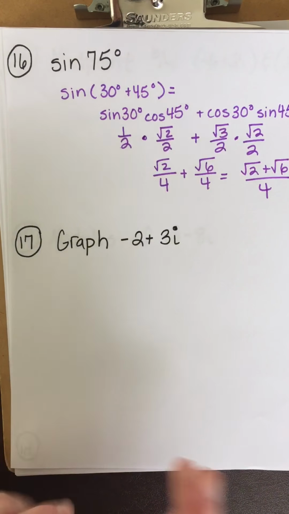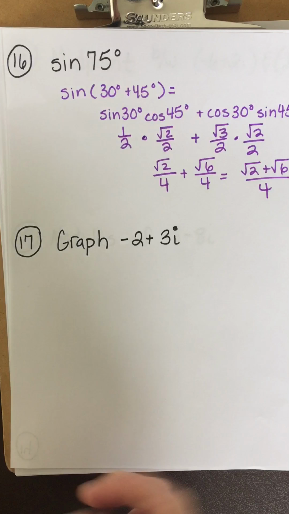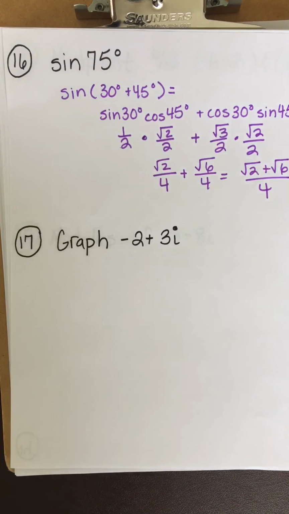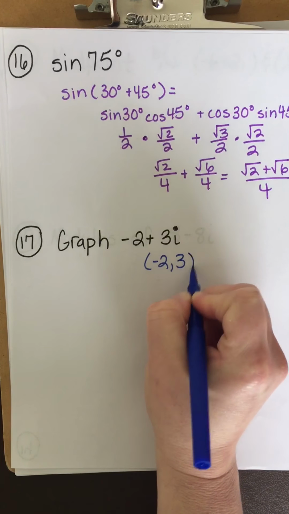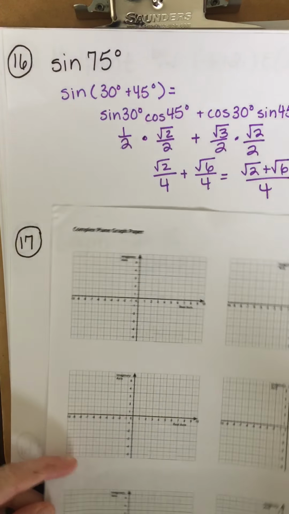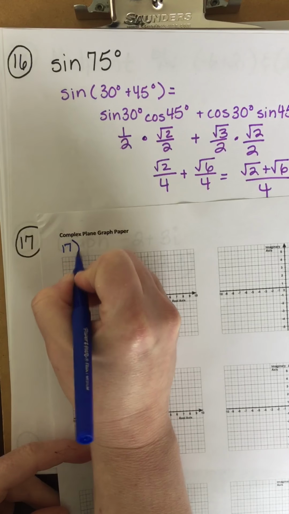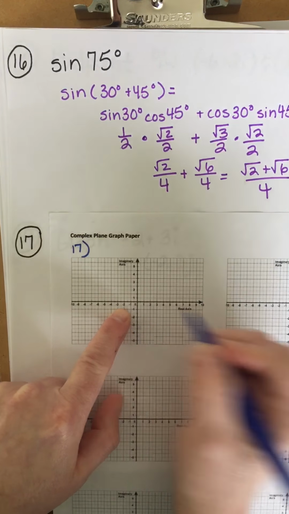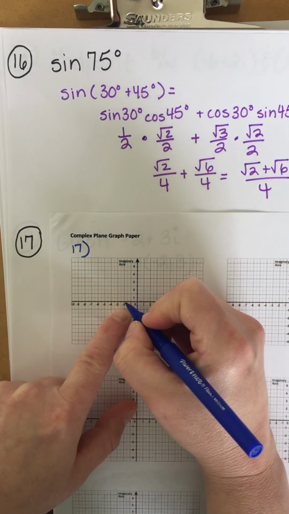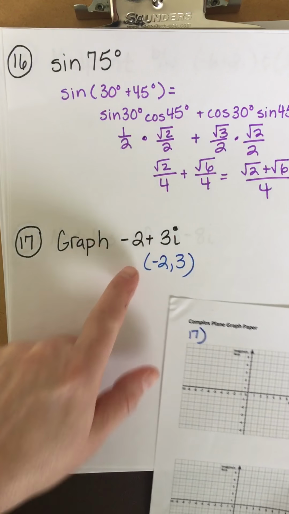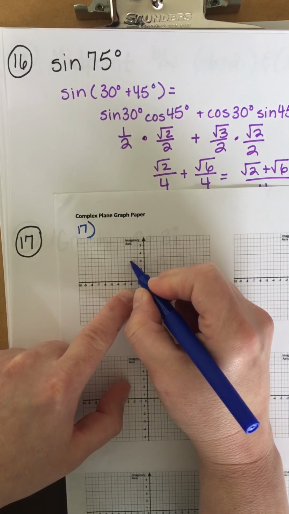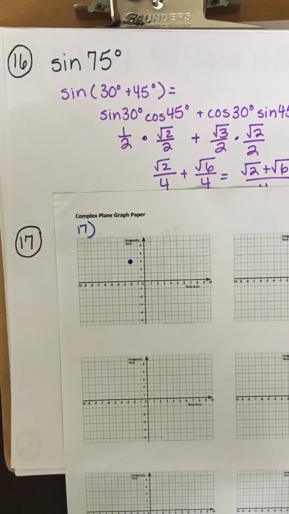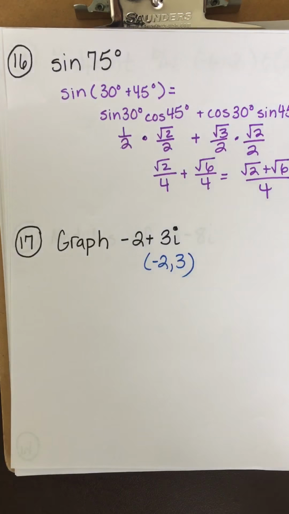All right, for number 17, they want you to graph negative 2 plus 3i on the complex plane. Remember, that's just the point negative 2, 3. So for number 17, I go 2 to the left on the real axis, and then up 3, negative 2 up 3, and boom, I'm done. Easy.